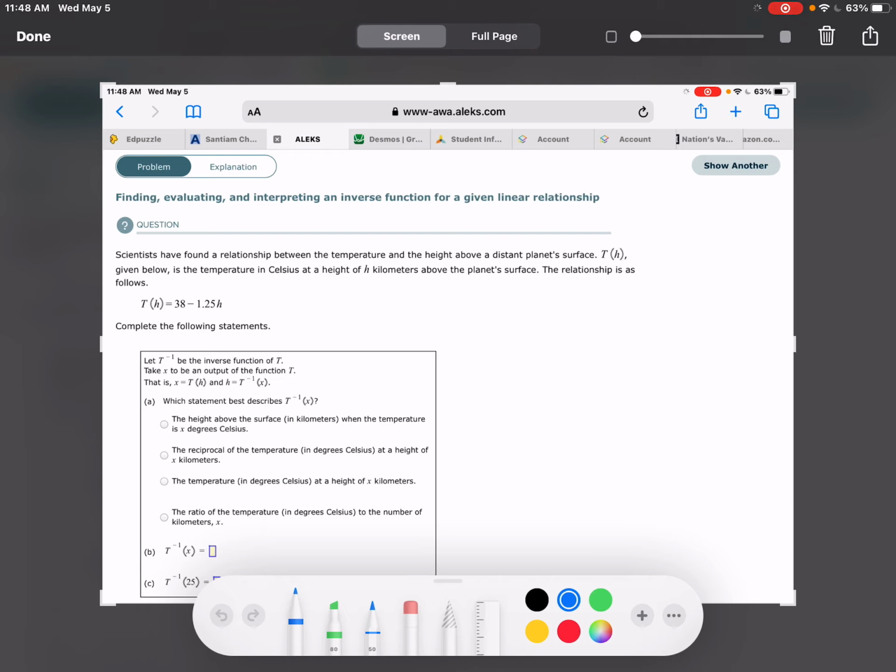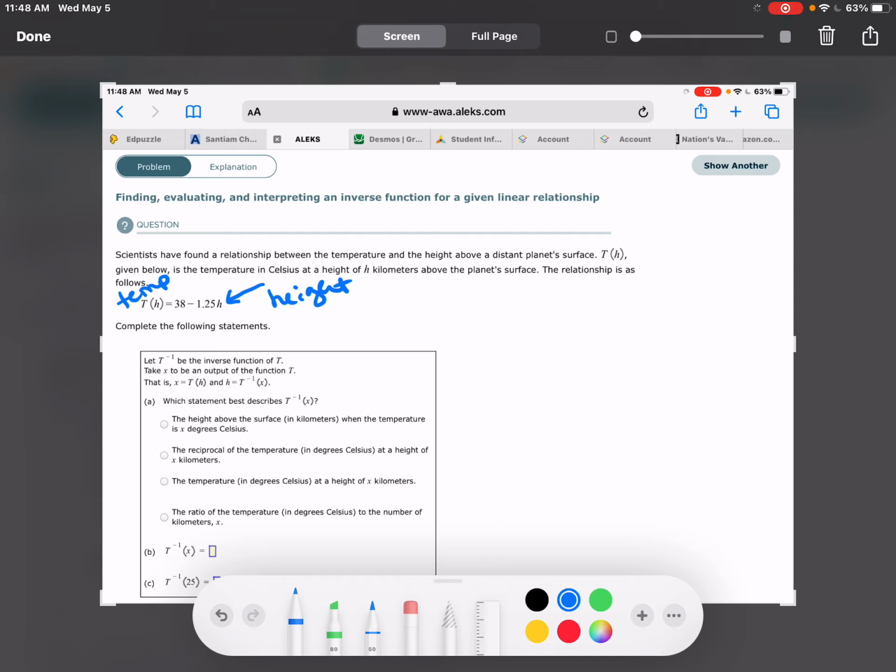The relationship is as follows. T of h equals 38 minus 1.25 h. In this case, what we're doing is we're inputting a height to output the temperature. So the height is what we usually call x. In this case, it is h. And T of h is a temperature, and that is what we usually call y.